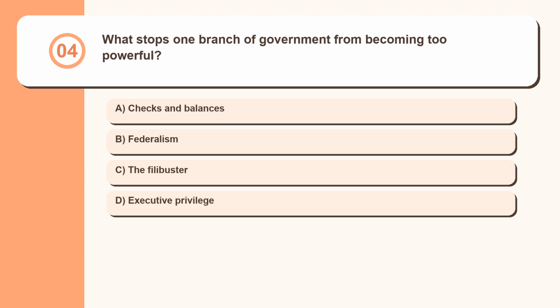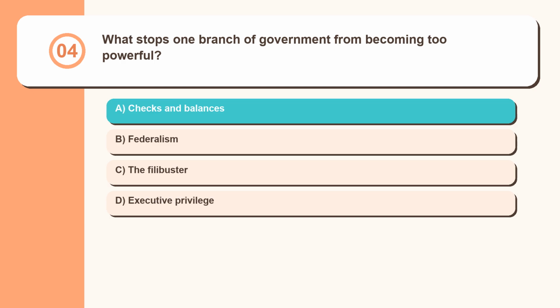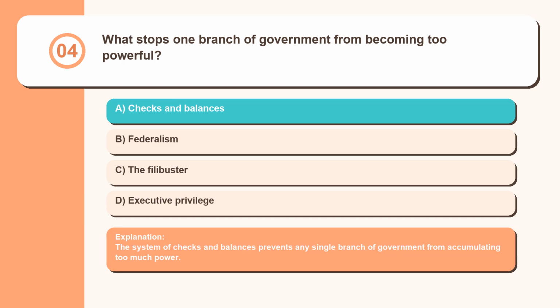Question 4. What stops one branch of government from becoming too powerful? Checks and balances, federalism, the filibuster, executive privilege. The system of checks and balances prevents any single branch of government from accumulating too much power.